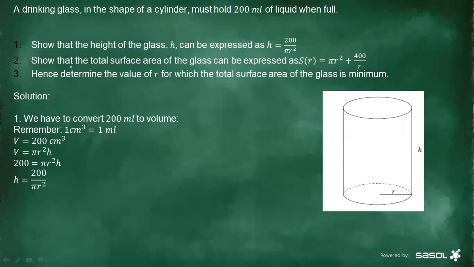And then from there you have number two: show that the total surface area of a glass can be expressed as this one. You just write the formula for surface area. Now, the other challenge that I think learners might experience is writing the correct formula for this shape. So make sure that you practice and study the volume of each shape, because they are not in the formula sheet during the exam. So make sure that you remember all the formulas.